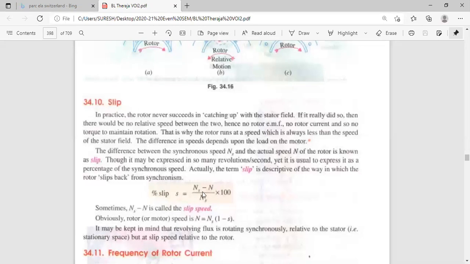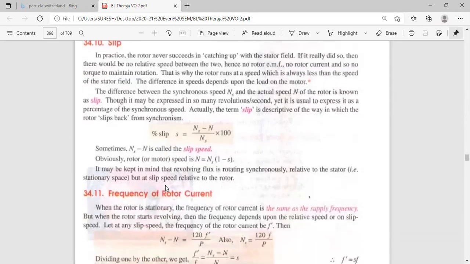These three formulas you remember. One is slip, second is slip speed, and third is n, the actual speed of the rotor. This is the concept about slip. You can read this in your textbook also.